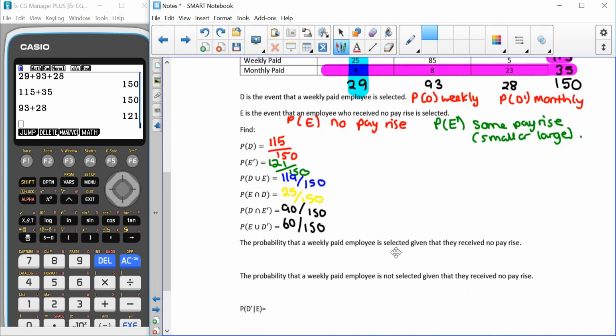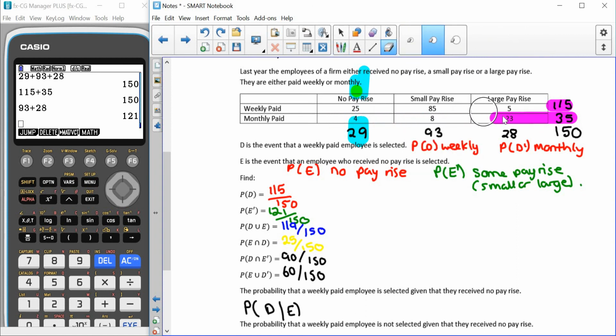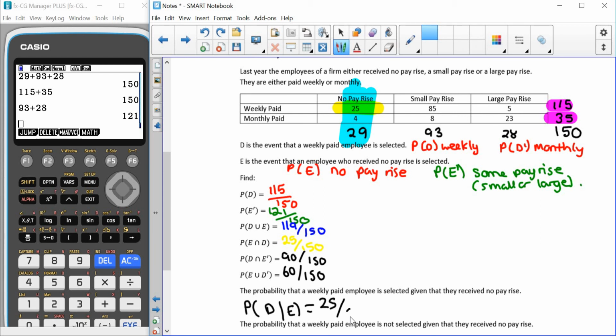Next, we're looking at the probability that a weekly paid employee is selected given that they have no pay rise. Written in probability notation, we're looking at the probability that they're getting weekly pay, so that's D, given that they have no pay rise. No pay rise is E. Just as we had in the example, we're only looking at E. E is now our entire population, which is no pay rise. So we're only looking at these 29 people here. Of those 29, we're interested in D, which is our weekly paid employees, which is these 25 here. So that gives us a probability of 25 out of 29.